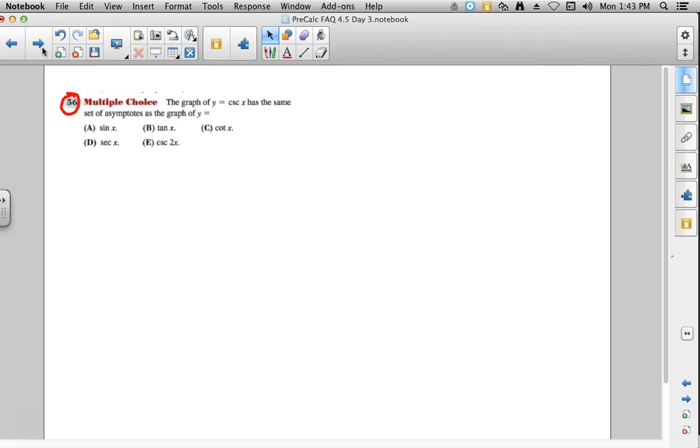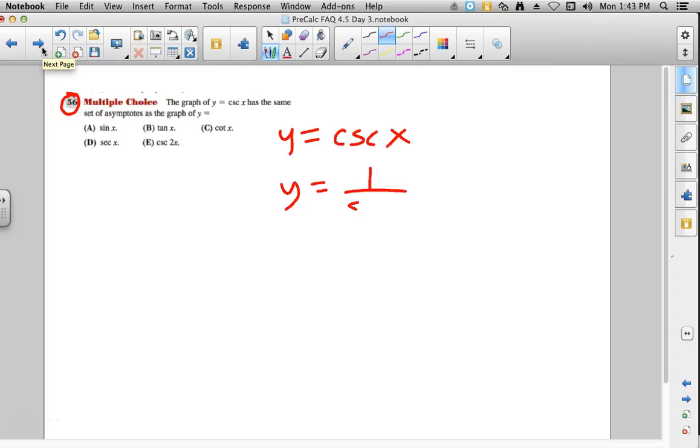All right, next one up. 56, the graph of y equals cosecant of x has the same set of asymptotes as the graph of what? All right, cosecant. If it has asymptotes, it's because we have a 0 in the denominator. So cosecant is what you get when you flip sine. Well, that must mean that sine of x has to come out to be 0. That's when we're going to see this.